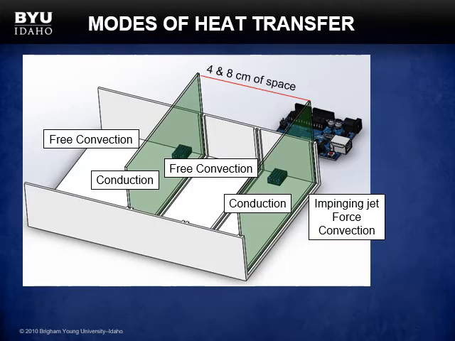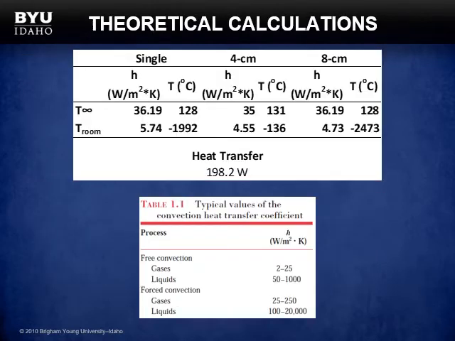This figure shows the different types of heat transfer for this experiment. In order to use the proper equations, we need to identify the correct mode. First, observe that the radiation from the heat gun to the first glass was neglected. There is a forced convection caused by the impinging jet on the first glass, conduction through the glass, and free convection in the gap chamber. There is conduction through the second glass, and then free convection to the room. And these are our theoretical calculations.